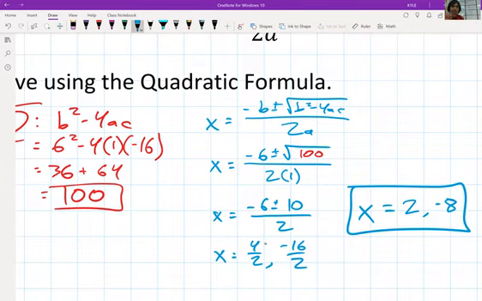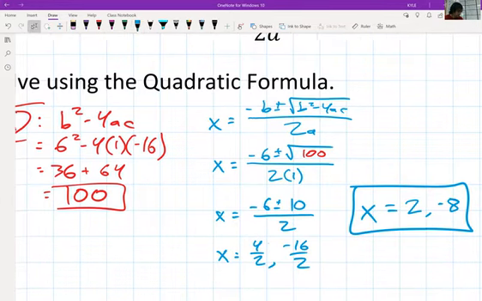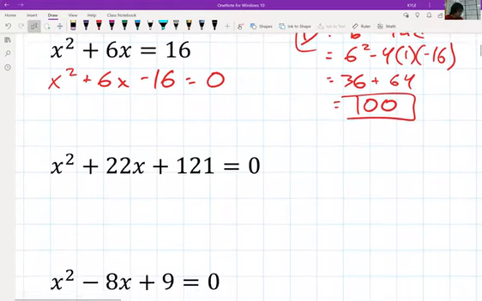Pros and cons. Pros: it's pretty straightforward. It's pretty plug and play. Plug in your a and your b and your c and just see what it comes out to. Cons: it can get a little tedious, like just simplifying all that, especially if the numbers aren't super nice. But let's try another one.